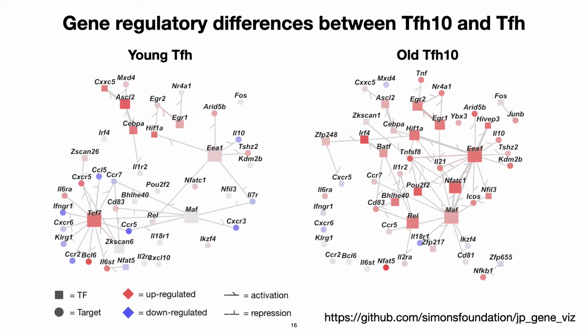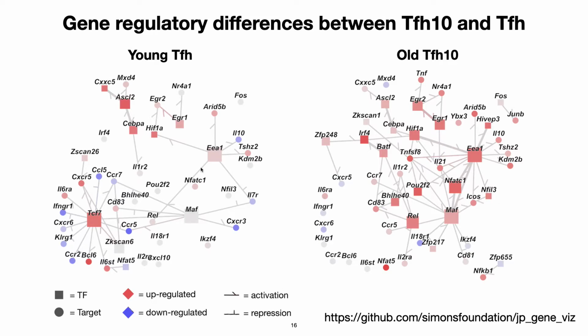So we infer networks that describe regulation of all cell populations in our data sets. And then we can identify regulators that are important to each cell type, which I'll describe on the next slide. Here I'm showing you portions of the networks that are prominent in young TFH and old Tfh10 cells. The squares represent TFs and circles are target genes. The colors represent relative gene expression. And TFs can either activate or repress gene expression in our networks.